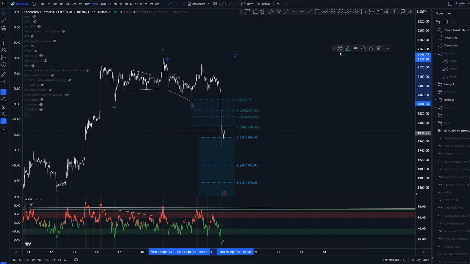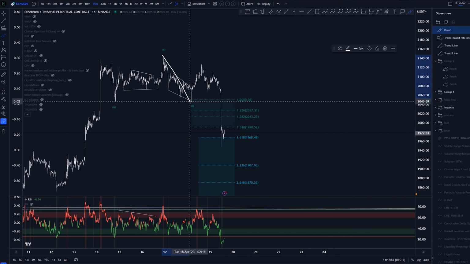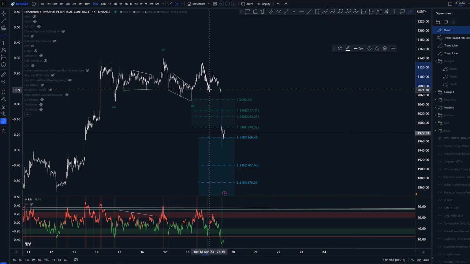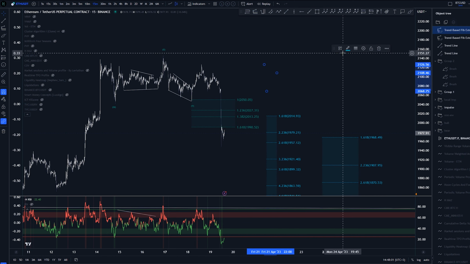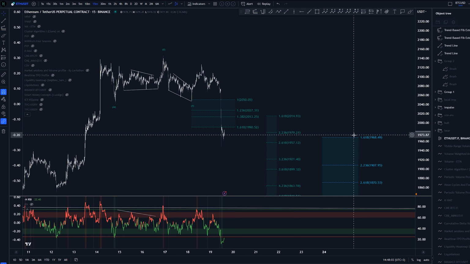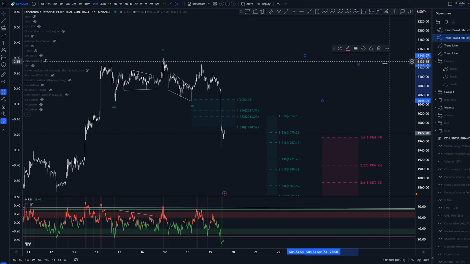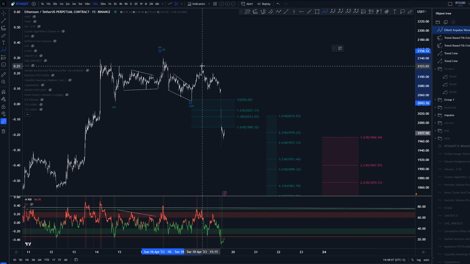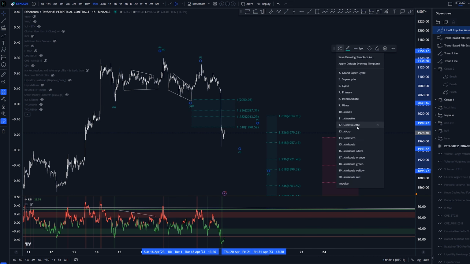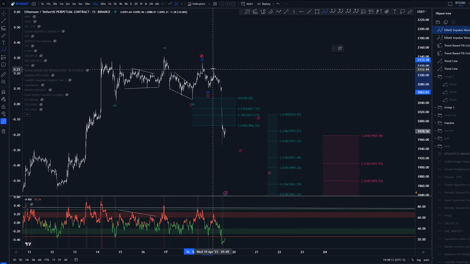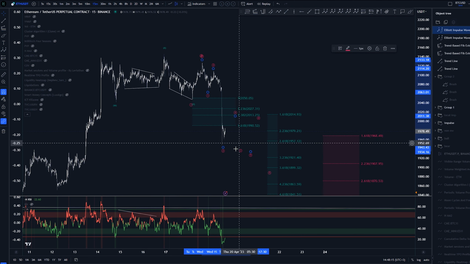If you are looking at the extension targets, if this is a wave 1, 2, this would be another 1, 2. Extension targets, 2.618 here, already hit. Let's use that color, and then this would be a micro. So this would become a wave 1, 2, 3, 4, 5. This would be micro, while inside here we would have a 1, 2, 3, 4, 5.